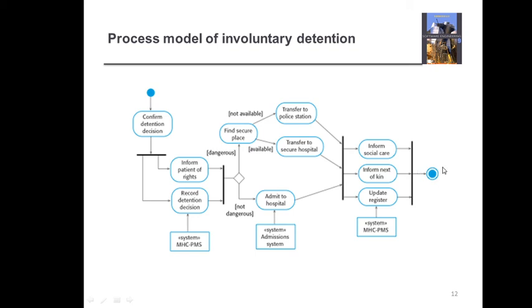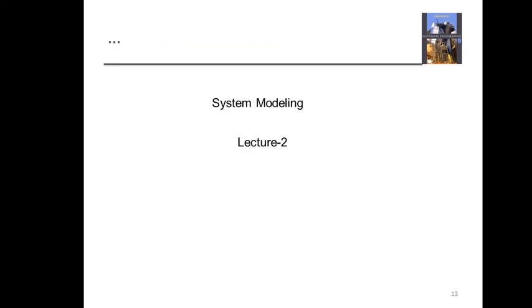So this is your process model. Simply, what all activities are there, simply with the help of these notations, and a proper sequence has to be maintained till the end, until the process is completed. So this was all about your process model of involuntary detention of a patient in the mental health care patient management system. So for today we'll be ending it here. In the next lecture we'll be starting with other diagrams. Thank you.